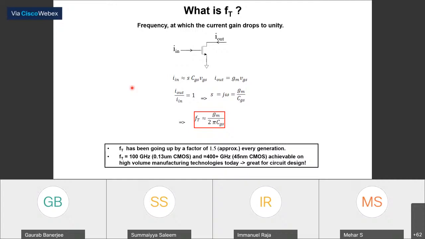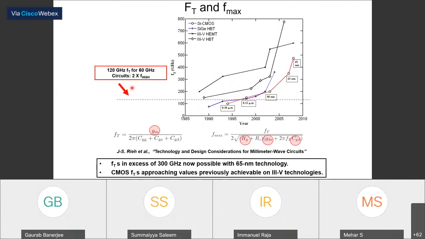And today we can get FTs very easily up to 400 gigahertz. In fact, if you look at these top two curves, those of you who've done III-V design know that traditionally we've liked gallium arsenide because the FTs were very high, mainly driven by the mobility of these materials. But in the last decade or so, both silicon germanium and CMOS have rapidly caught up on the FT front. And this has really enabled us to do millimeter wave and today even terahertz.